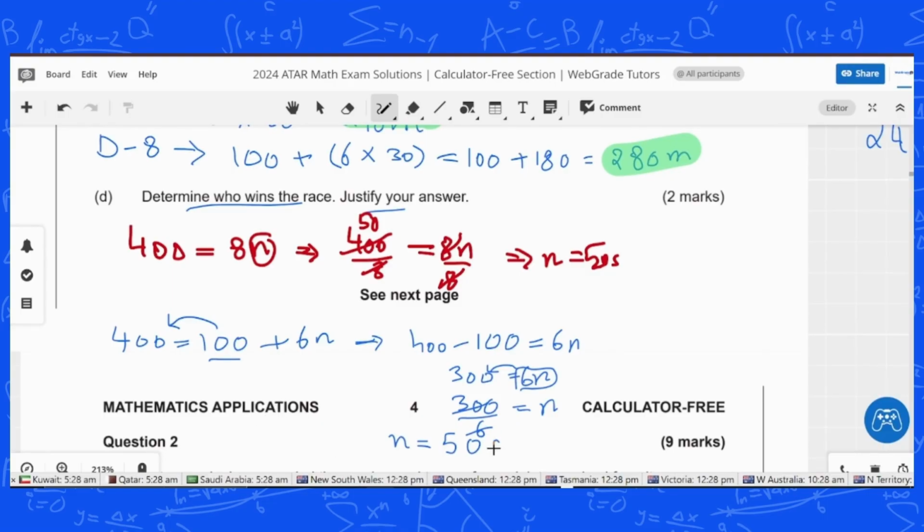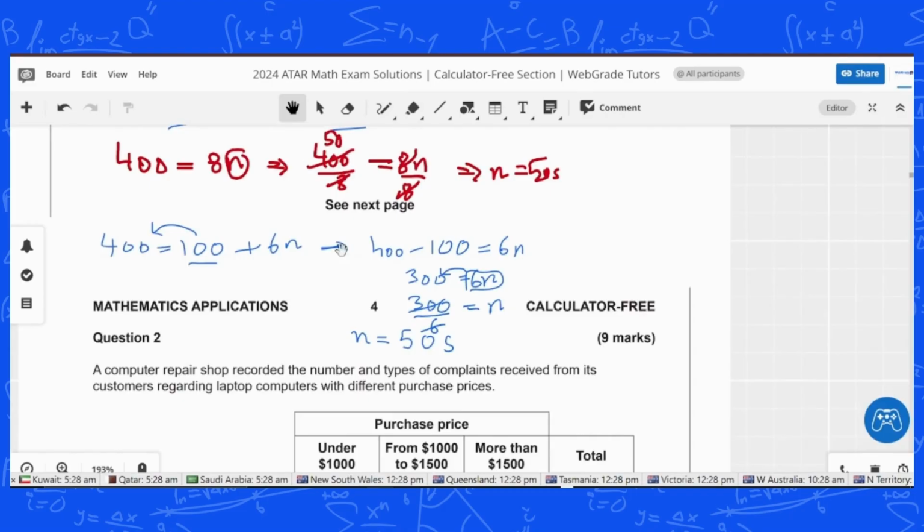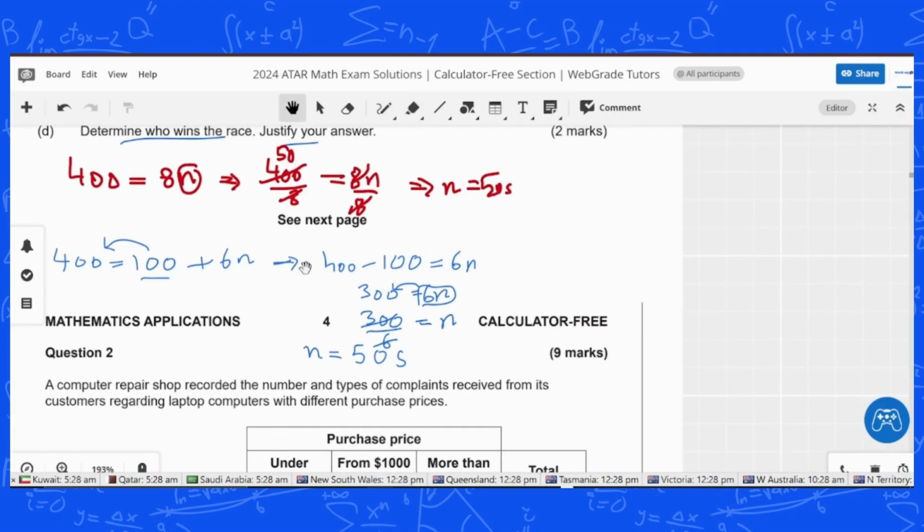But remember, one part is very important here. They had a 5 second delay after tripping. So the actual time taken is 50 plus 5. Because of the 5 second delay, 50 plus 5 equals 55 seconds. So the year 12 student finished the race in 50 seconds and the year 8 student finished the race in 55 seconds.